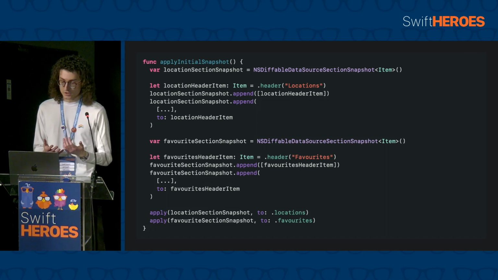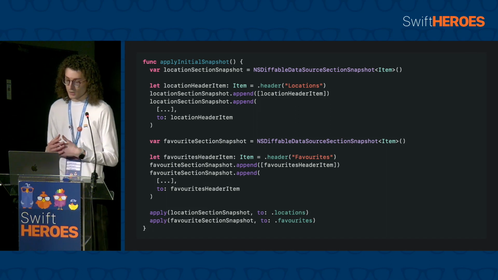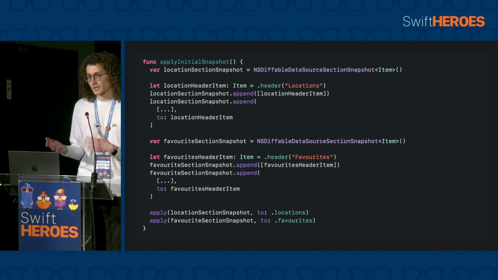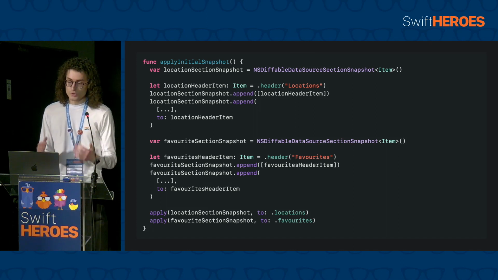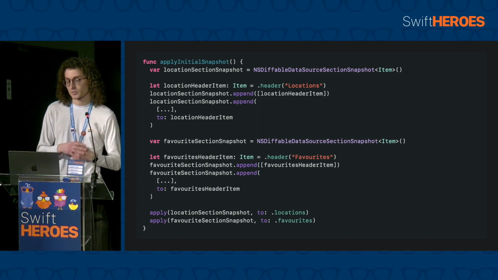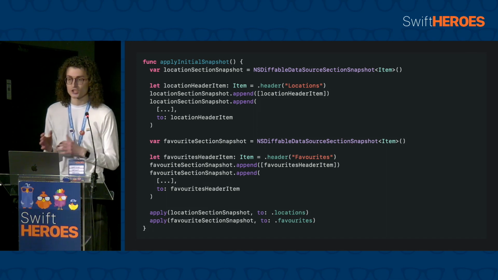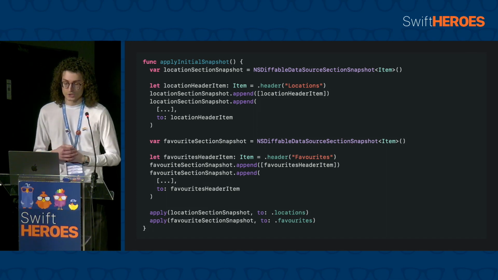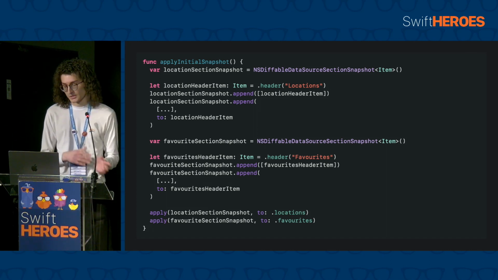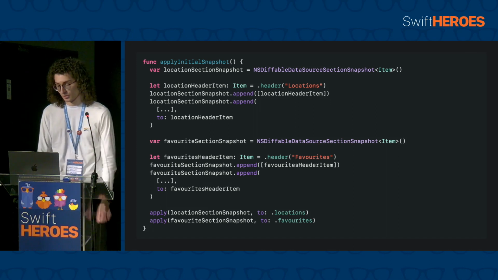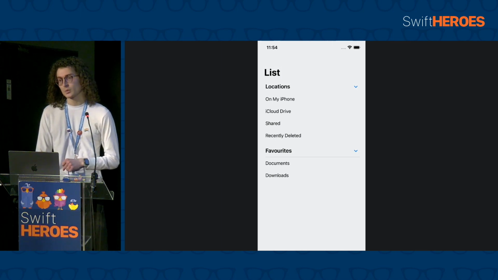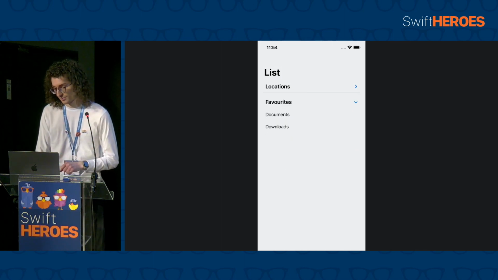We will create an instance of NSDiffableDataSourceSectionSnapshot, which is generic only on our item type. But then to enable the expanding and collapsing behavior in our list, we also need to create a relationship between the items. So we will need to append a parent item, which in this case is our header, and then child items to our header, which in this case are our items. Then we will create another snapshot for the other section, and then apply both of our snapshots. So finally, if we tap on the header cell, we get expanding sections.